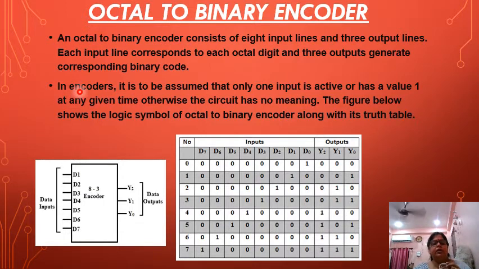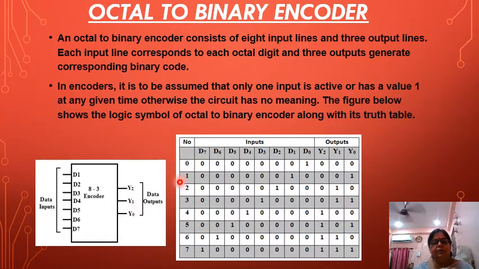So in encoders we have understood that it is to be assumed that only one input is active, or has a value 1, at a given time, otherwise the circuit has no meaning. The figure below shows the logic symbol of octal to binary encoder along with the truth table. See here, 8 input lines are there. This is your octal to binary encoder. This is our input D0, D1, D2, D3, D4, D5, D6, D7, 8 to 3, and this is your data outputs, in which only one is active.